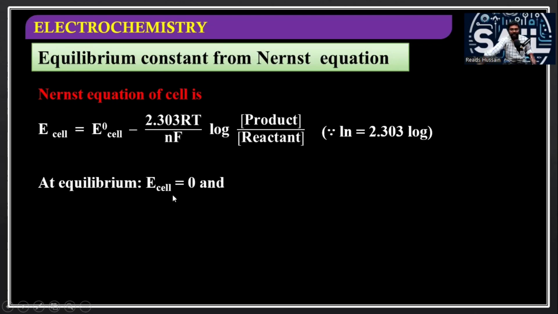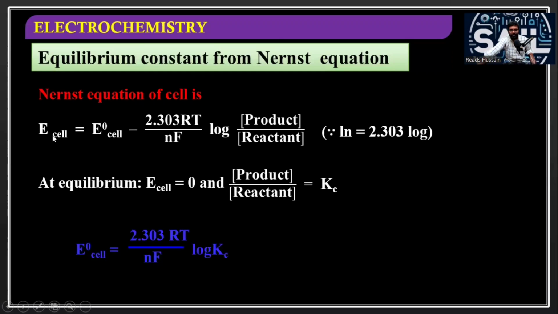At equilibrium, cell potential becomes zero. Very important point. At equilibrium, cell potential becomes zero. That means in this formula, this E cell becomes zero. When this becomes zero, write down this formula once again in your notebook. Then 0 is equal to E naught cell minus 2.303 RT by NF log of product concentration by reactant concentration.